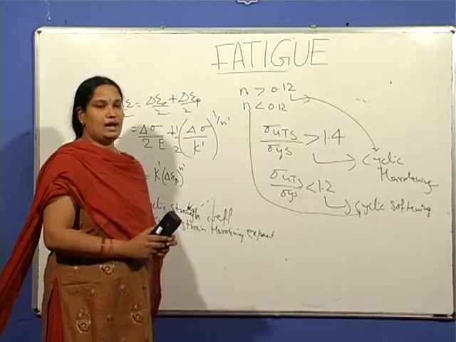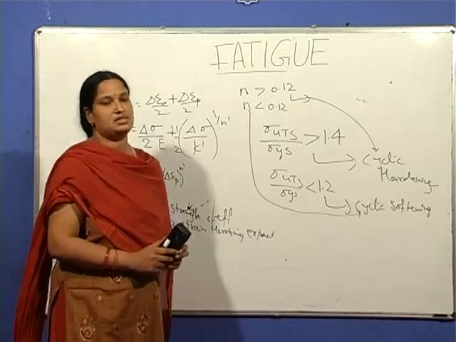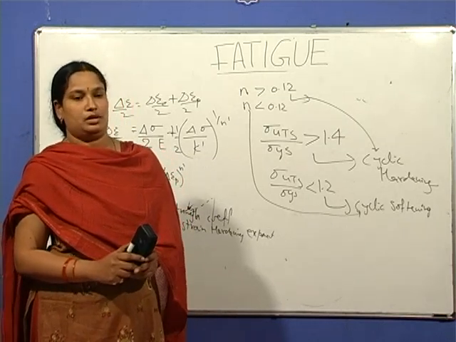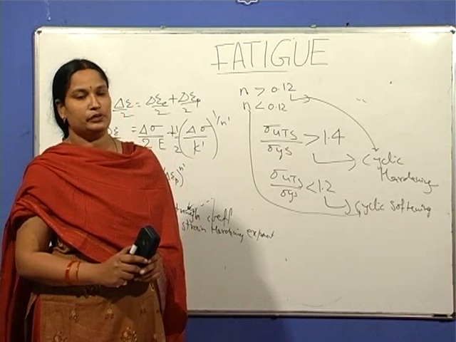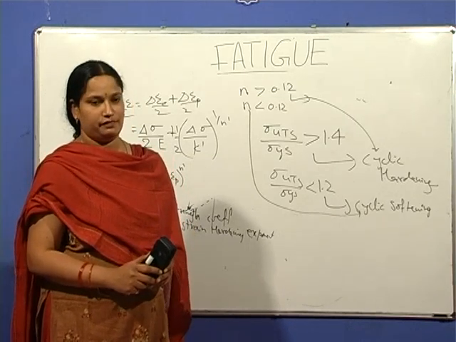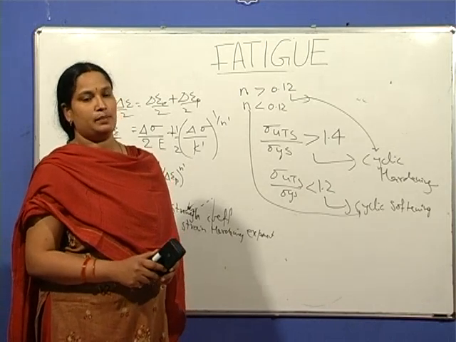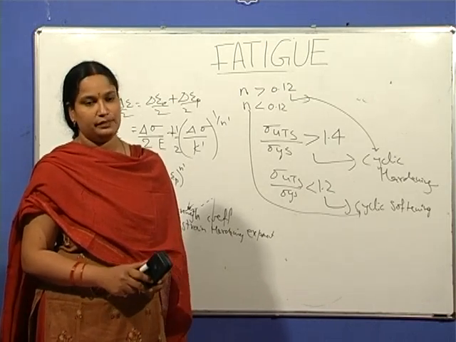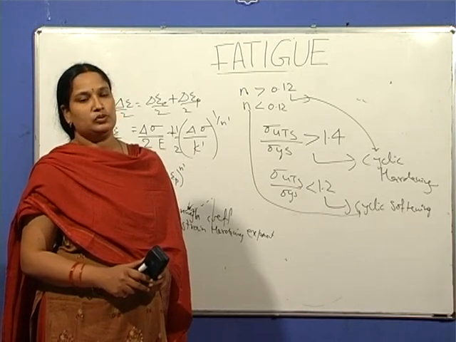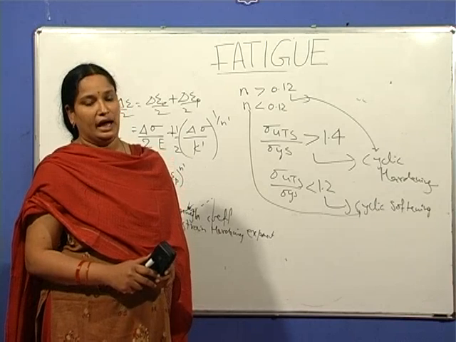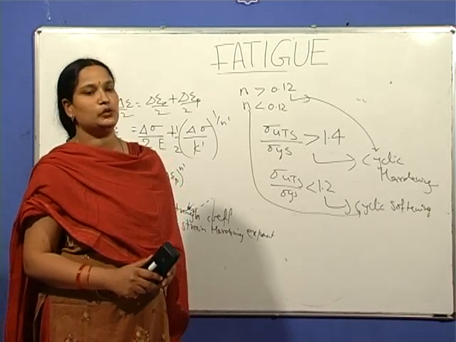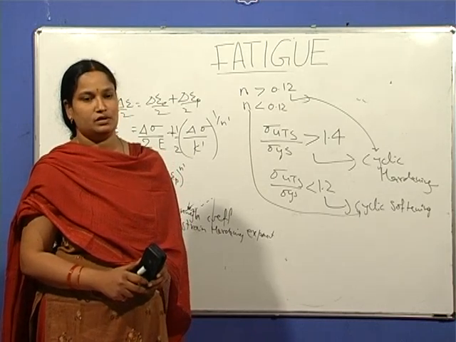We have discussed high cycle fatigue, where the stresses are well below the elastic regime and the number of cycles to failure is very high, of the order of greater than 10 to the power of 5. Now, we shall discuss low cycle fatigue, where the stresses are high, above that of the elastic regime, and the number of cycles to failure is low, less than 10 to the power of 5 cycles.